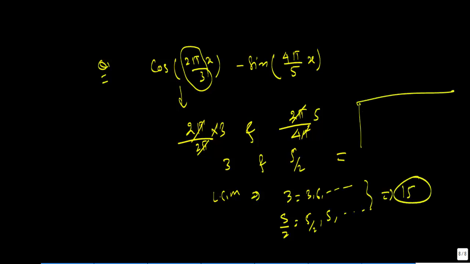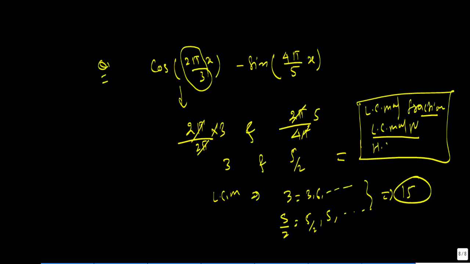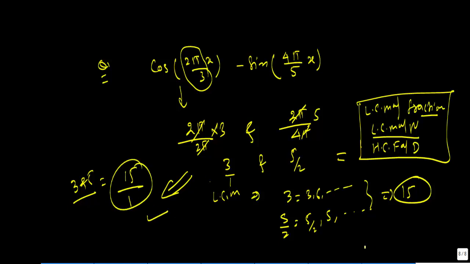Or those who are a little bit smart, they know how to take the LCM of fractions. LCM of fractions is just the LCM of the numerators divided by the HCF of the denominators. So clearly we can see for this case it is 3 by 1 and 5 by 2. So we take the LCM of the numerators, 3 and 5, their LCM will be 15, and the HCF of the denominators, 1 and 2, their HCF is 1. So the final answer is 15. Okay, now let's take the next question.